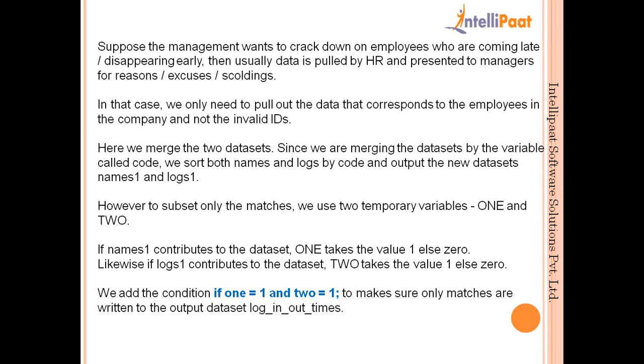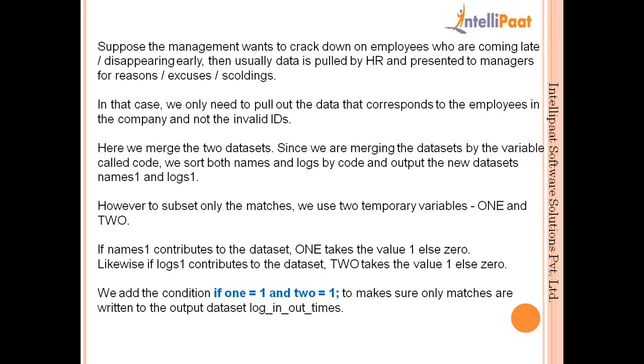Now suppose the management wants to crack down on employees who are coming late, disappearing early. Usually data is pulled by HR and presented to managers for reasons and excuses, or for feedback or scoldings. So this is exactly what we need to do now, right? In that case, we only need to pull out the data that corresponds to the employees in the company and not the invalid IDs.